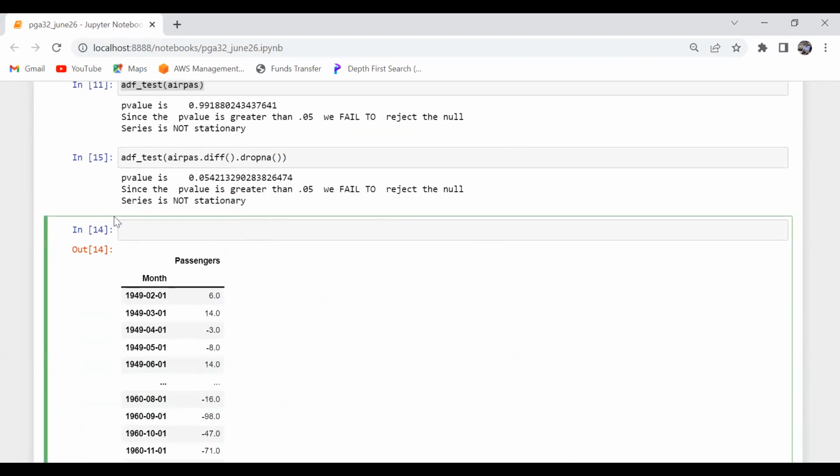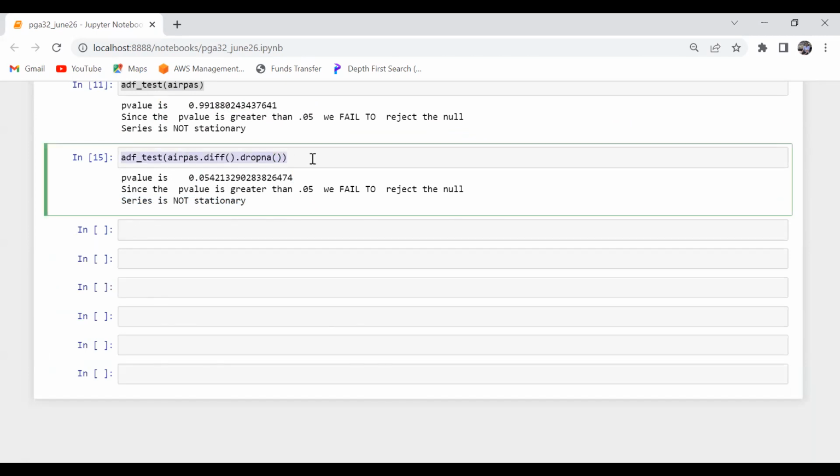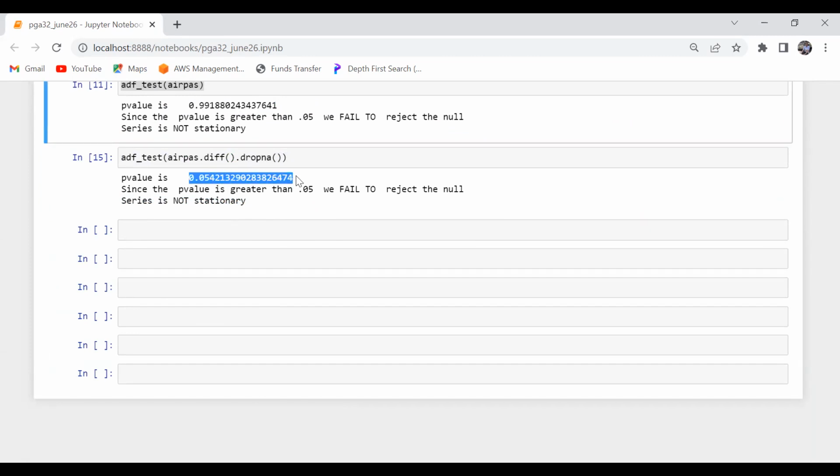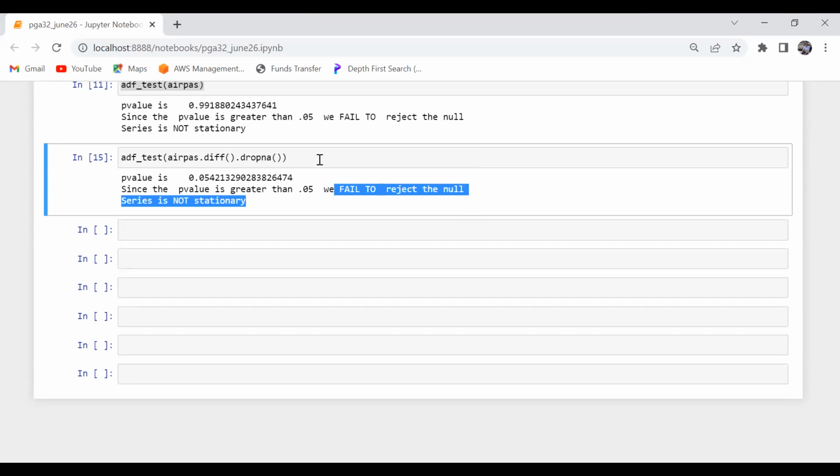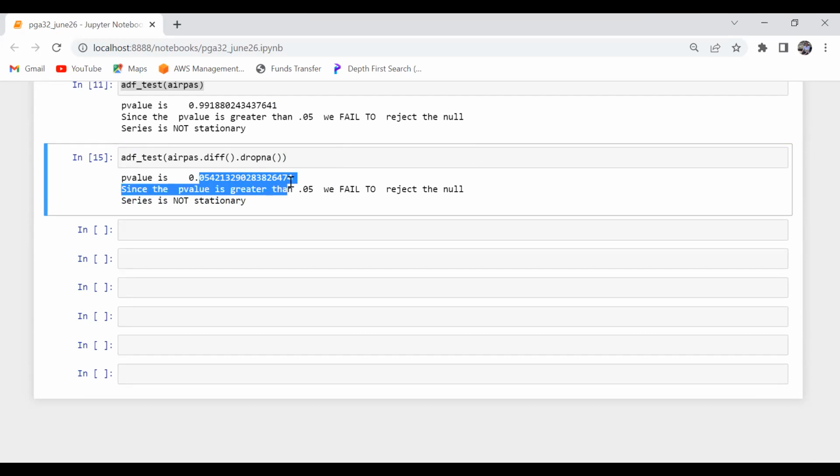Now guys, I hope people can understand what I am doing at line number 15. The original data was not stationary, so I have done a differencing. Do you notice the p-value was very high, 0.99, and it has come down to 0.0542. So it is still greater than 0.05, so statistically we fail to reject the null. But this is very much close to 0.05. So in a way, you can say that the series is now stationary. You can assume that you have made your series stationary.